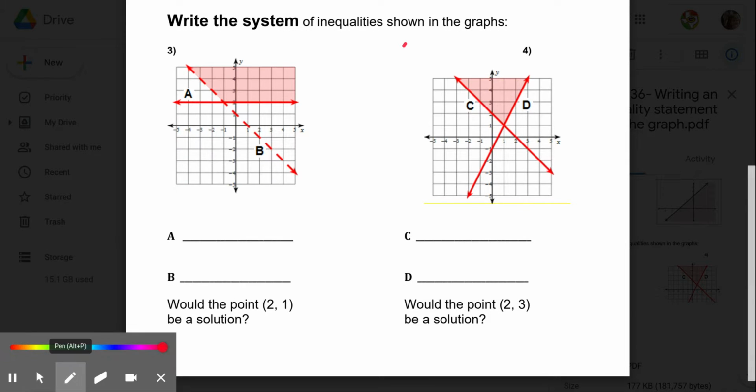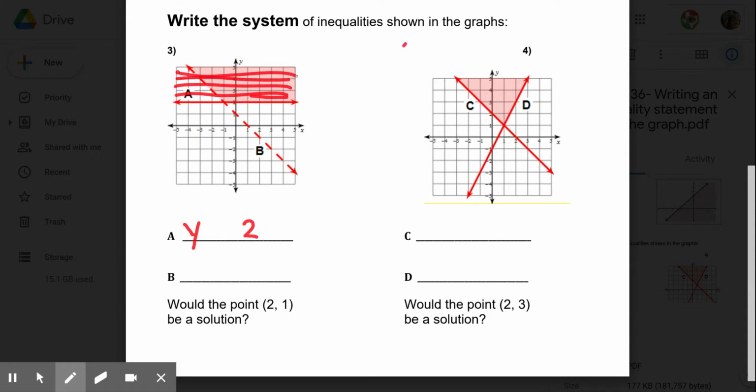So on this one, on letter A, line A, it's going to go through the y-axis at 2. It's a horizontal line, so we know we're going to start with y. And in order for that area to be shaded, it's going to have to be greater than, and it is a solid line, so we're going to put a line underneath it.